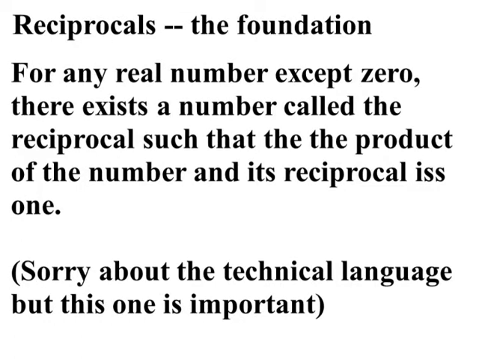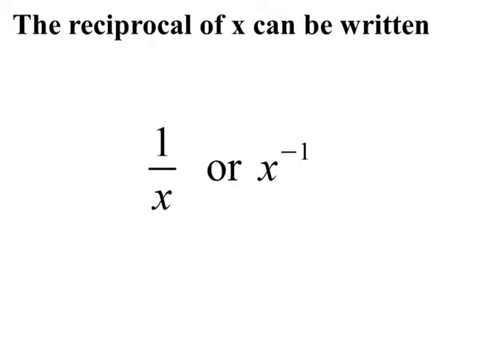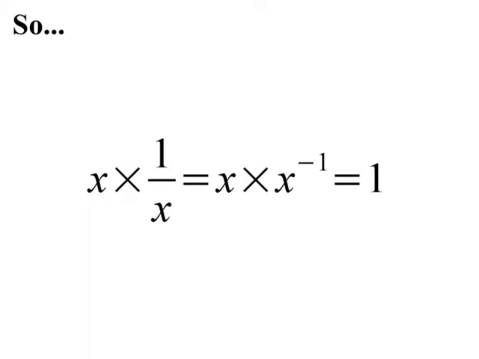Reciprocals. Reciprocals are the basis of pretty much everything we do with fractions. The definition is a bit technical, but follow along. For any real number except 0, that except 0 part is really important, there exists a number called the reciprocal, such that the product of the number and its reciprocal is 1. Once again, sorry about the technical language. The reciprocal of some number x can be written as 1 over x or x to the negative 1. These both mean exactly the same thing. x times 1 over x equals x times x to the negative 1 equals 1.